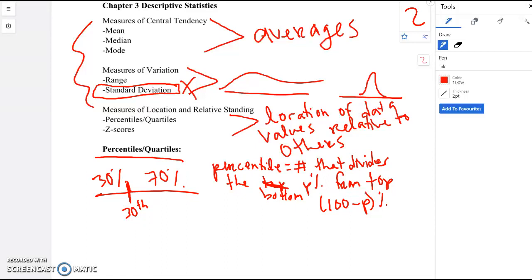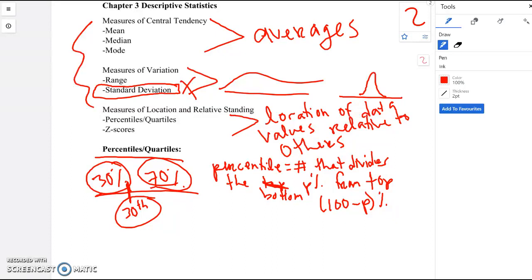So it's a number. The number is 30, right? This 30th percentile divides the bottom p%, here the 30%, from the top 100 minus p%. So 100 minus 30 gives me 70. That's basically the definition of a percentile, and that's all you basically need to know about it.